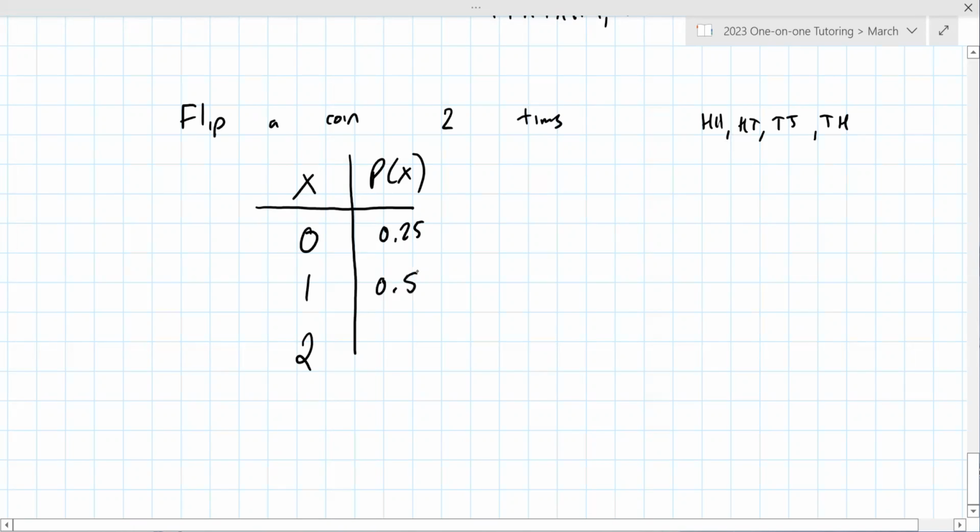What's the probability of getting 2 heads? How many of these have exactly 2 heads in them? Oh, 1. Okay. So 1 out of 4 is 0.25. So what is the most likely outcome if you flip 2 coins? No heads, 1 head, or 2 heads? 1 head. 1 head. Very good.